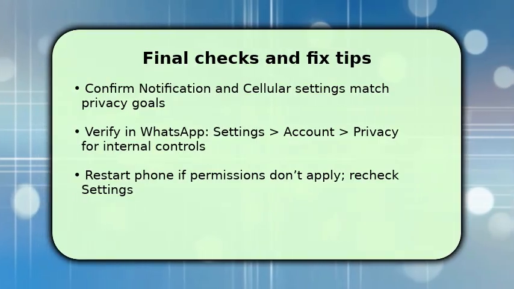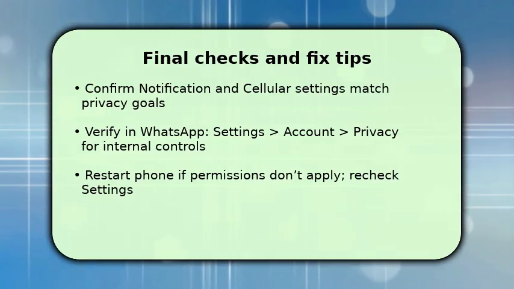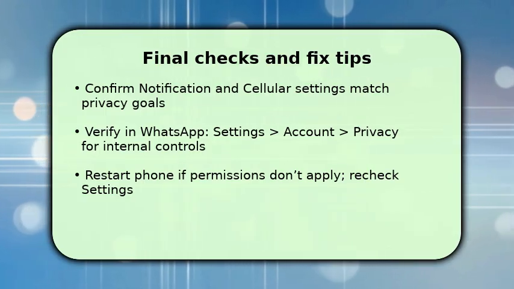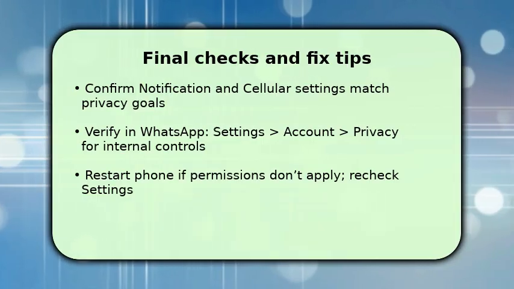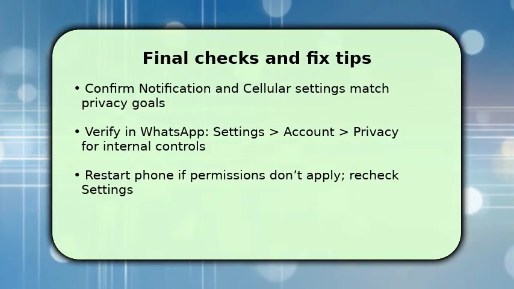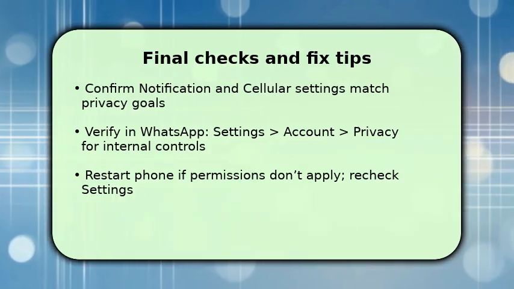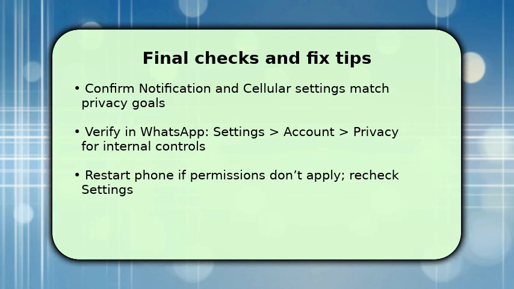Open WhatsApp Settings, Account, Privacy to adjust last seen, profile photo, and status so app behavior aligns with iOS restrictions. Once done, restart your iPhone to ensure all permission changes take effect. If permissions revert or features break, recheck iOS version and reinstall WhatsApp as a last resort. Then reapply permissions deliberately and test.